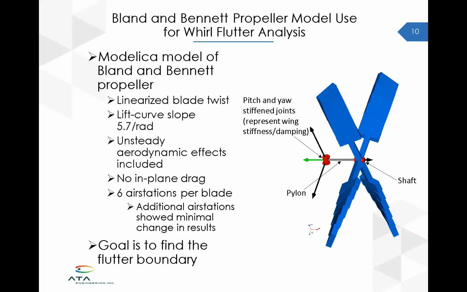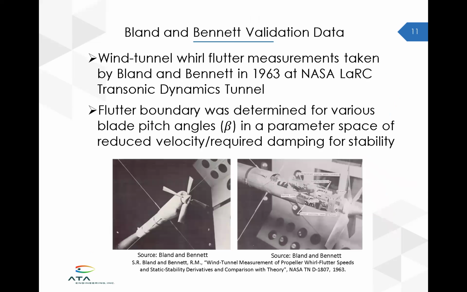And so this is kind of what that looks like. Things to note are the rotor is in free stream velocity and is free to rotate, without drag or propulsion being forces on the rotation of the rotor. And then at the base of the pylon, there are two joints for pitch and yaw that have a stiffness and damping to them that represent the stiffness and damping of the wing. You can see the actual test article that they used in the pictures below.